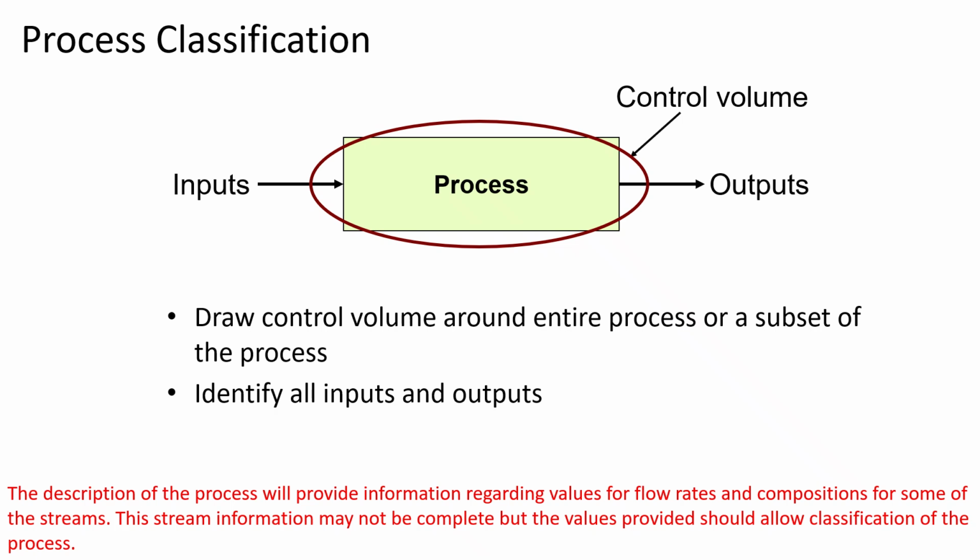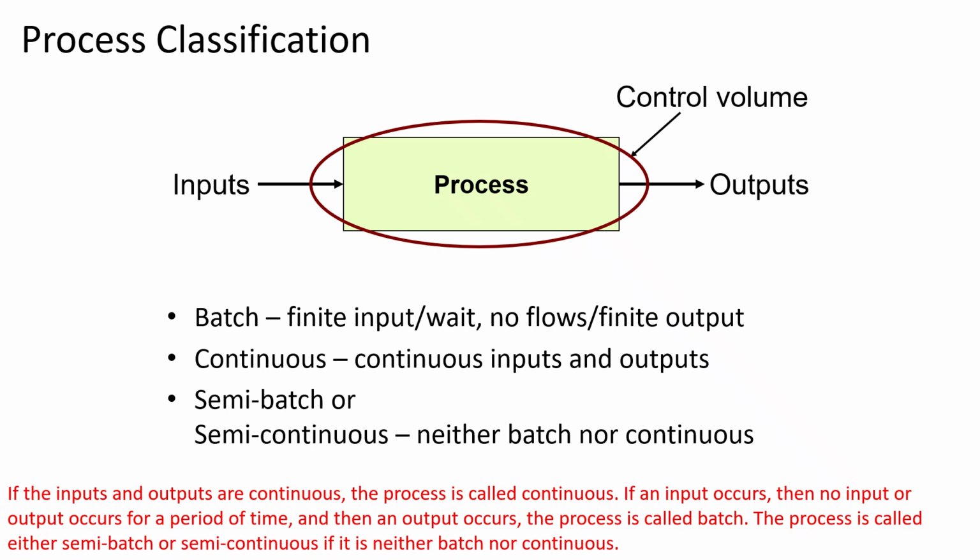The description of the process will provide information regarding values for flow rates and compositions for some of the streams. This stream information may not be complete, but the values provided should allow classification of the process. If the inputs and outputs are continuous, the process is called continuous. If an input occurs, then no input or output occurs for a period of time, and then an output occurs, the process is called batch. The process is called either semi-batch or semi-continuous if it is neither batch nor continuous.